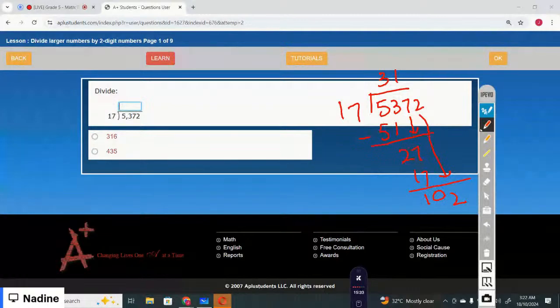102 divided by 17 is, we can go for 17 times 6. 17 times 6 is 102, and the remainder is 0. So that's how you divide 5372 by 17, which equals 316. Option number 1 is the correct option. Got it? The correct option is option number 1, that is 316. If you have any question, please ask. The correct option is option number 1.